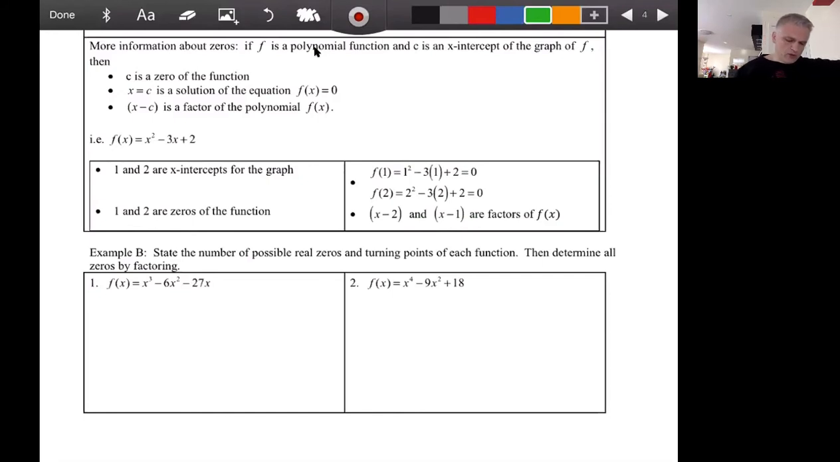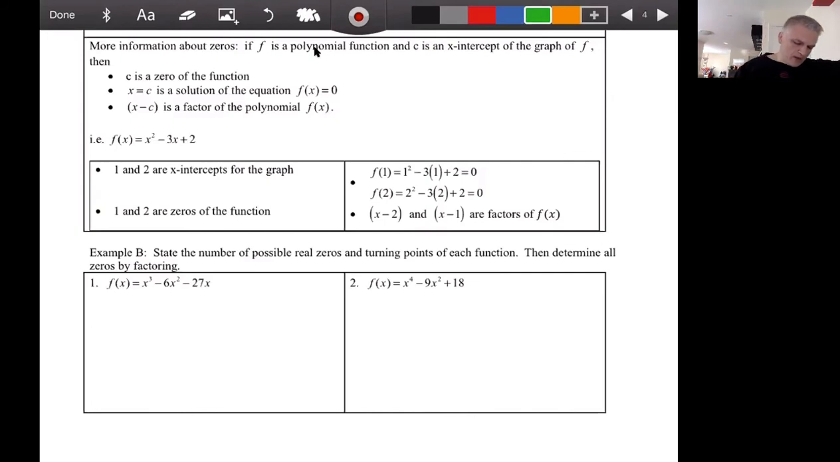All right, so let's do example B. First, we're going to say how many possible real zeros there are and how many possible turning points there are. Then we're going to determine the zeros by factoring. Now, can we check this by graphing it? Yes, but we're not going to do it by graphing. Your grapher is your validation, your checker, right?